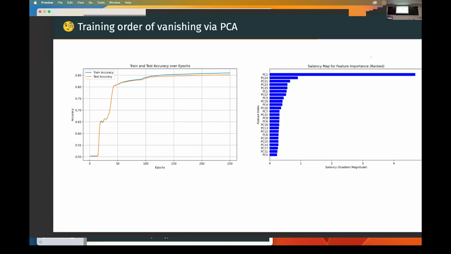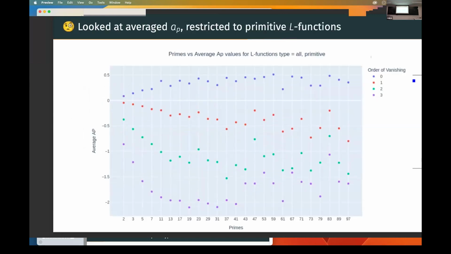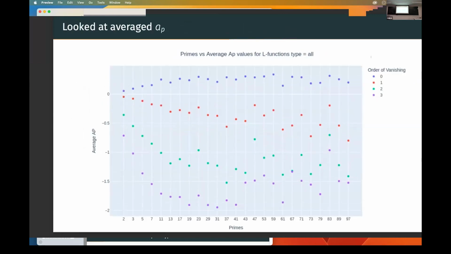AP is about square root of p. So you've taken that out. I took that out. Yes. In particular, I can be more precise. Let me just take the magician hat away.